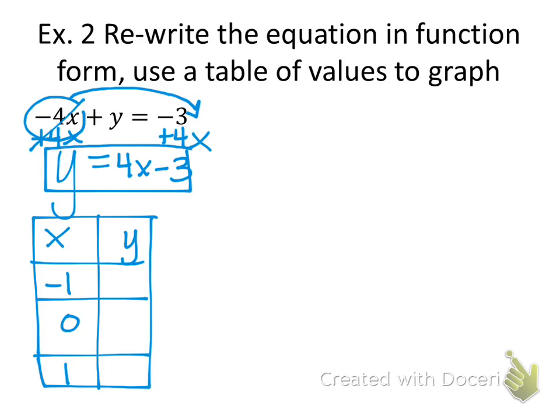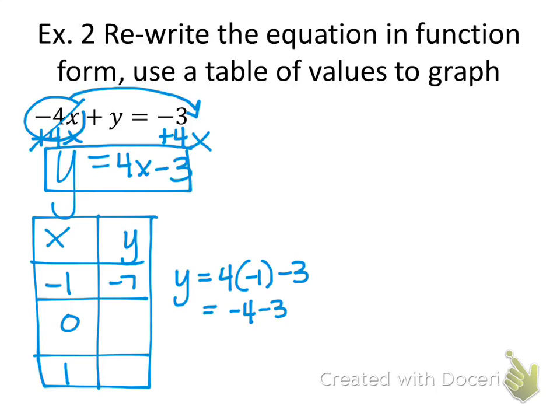So all I need to do now is plug each of these into the equation for x and solve for y so I can graph it. So I do y equals 4, and then instead of the x, I'm going to plug in -1, minus 3. What's 4 times -1? -4 minus 3 is what?